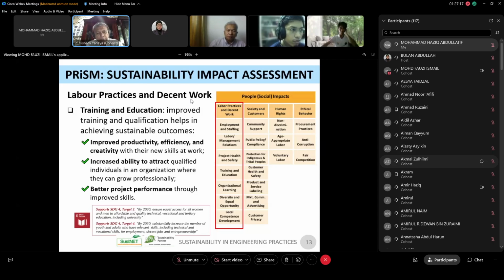Similarly, you also need to look at the people beneath you, the workers and the technicians and so forth, and how you want to improve their skills. You may need to either conduct training for them so they can improve their skills, ataupun they have to go through formal or external training.